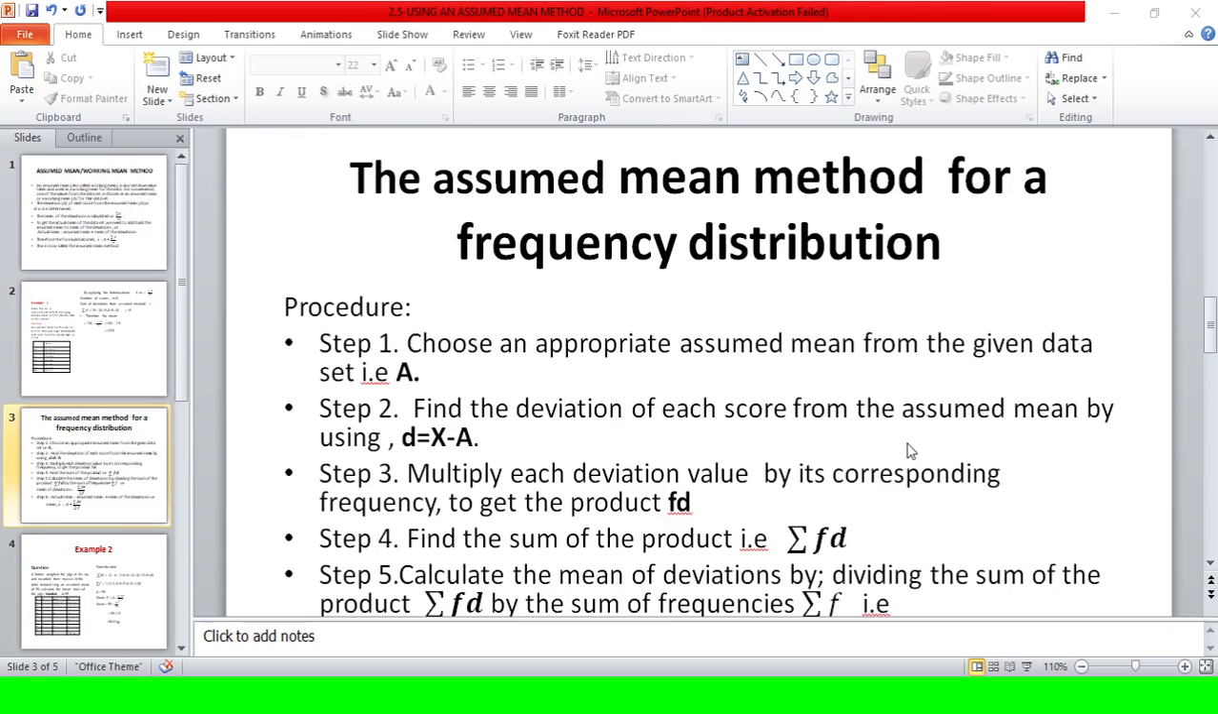Procedure. Step 1, choose an appropriate assumed mean from the given data set, that is A. Sometimes the assumed mean is chosen for you and given. So you must have an assumed mean A. Step 2, you have to get the deviations of each score from the assumed mean by using the expression D equals x minus A.